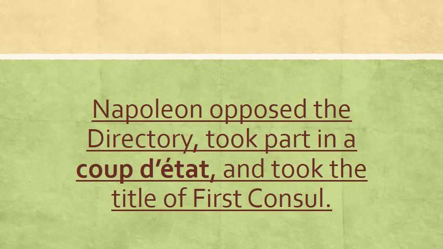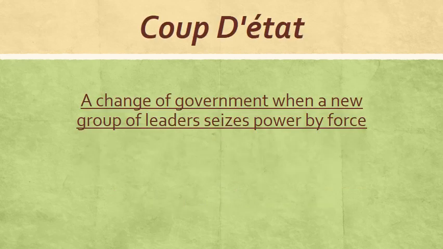Napoleon comes in, doesn't like the Directory, this group of 5 people running the government, wants them out, he opposes them. Then he takes part in a coup d'etat. If you don't know what a coup d'etat is, we'll get there in a moment. And he took the title of First Consul. So he takes a new title, takes a new government role for himself, and gives himself the power. What's a coup d'etat, you may ask?